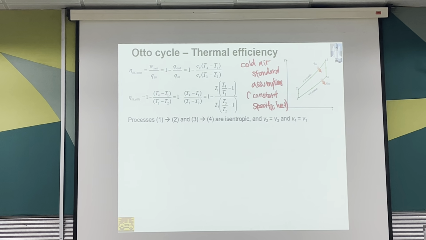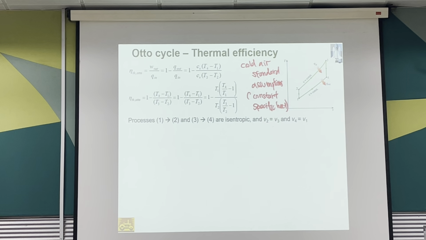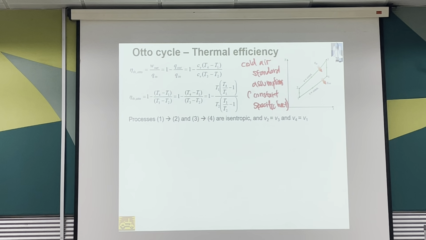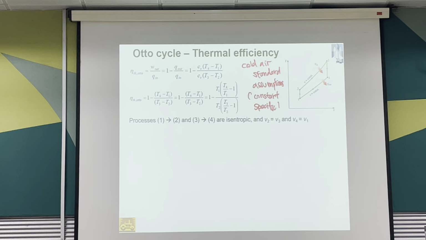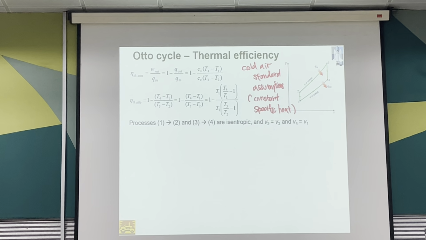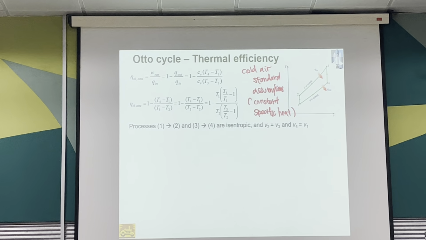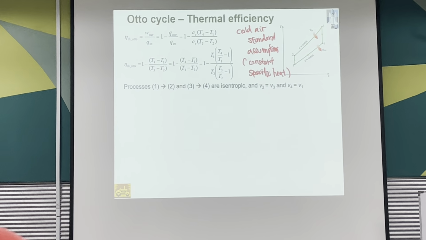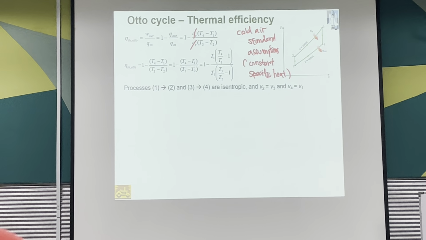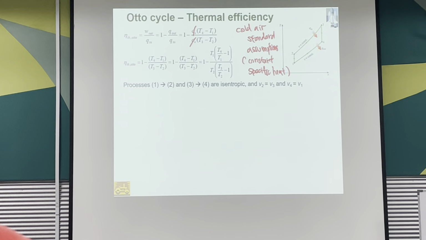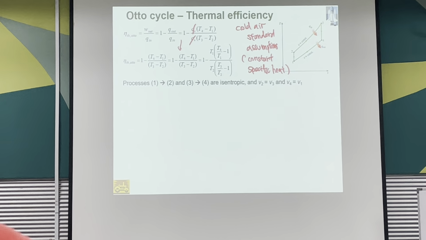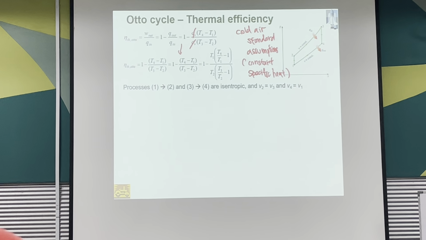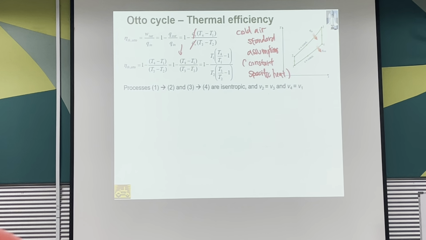So when you have a constant specific heat case, thermal efficiency equals 1 minus Q out over Q in, equals 1 minus CV delta T over CV delta T. Very obvious, right? Then this CV can be cancelled off because the specific heat is constant. Now you can see the next step of our derivation: we take out the T1 term and we take out the T2 term, so that we have a ratio inside.